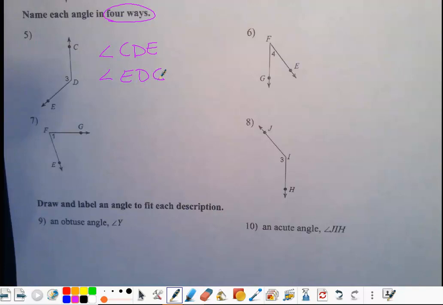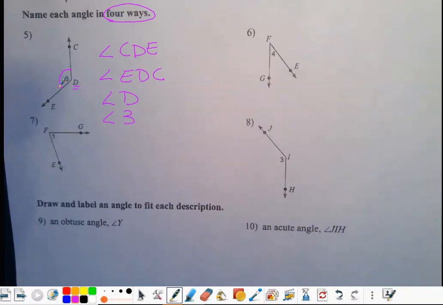I got 2 more. Could you do ECD? Nope, it has to have the vertex in the middle. We could call it angle D, because it's the only angle that D is the vertex of. Angles have to have 3 letters or 1 number. Angle 3. Angle 3 is saying it's this one in here.